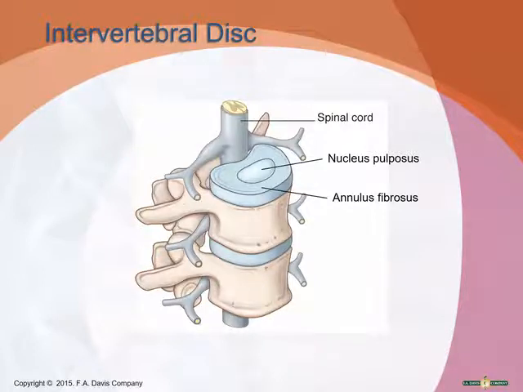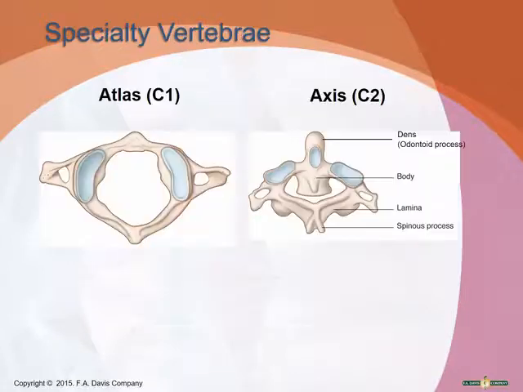A sudden intense pressure on these discs, like when you lift something heavy or you injure yourself somehow, this part here, this fiber thing, develops a crack, and then this gel leaks out, and that's what we call a herniated disc.